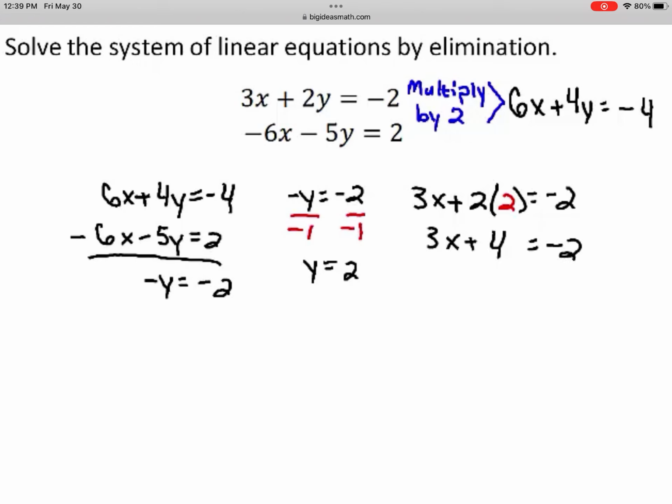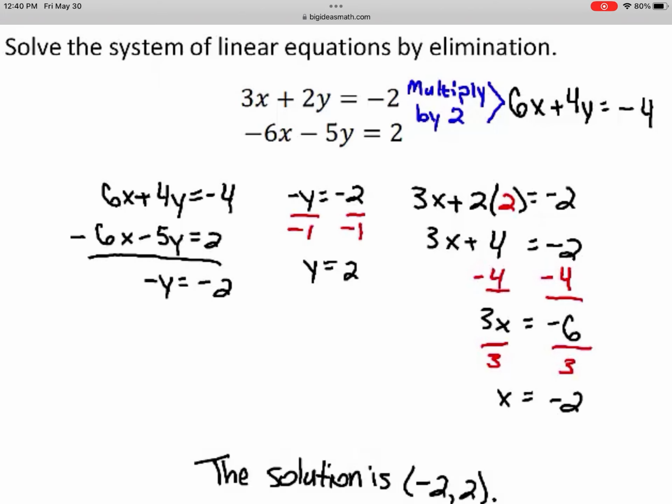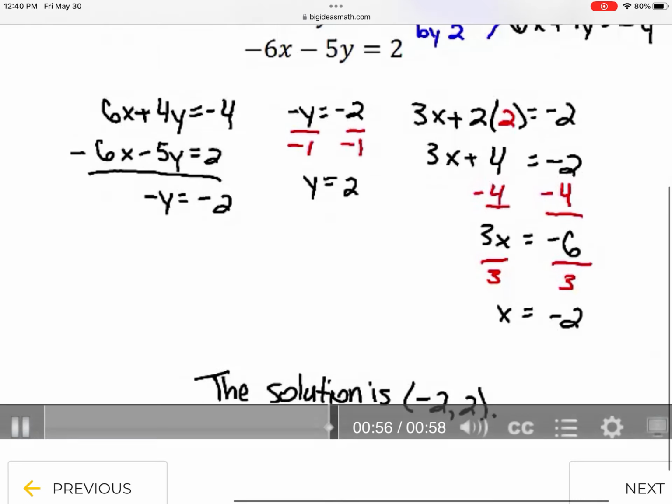Now solve for x by first subtracting 4 from each side, giving you 3x equals negative 6. Then divide each side by 3, leaving you with x equals negative 2. So the solution is negative 2, 2.